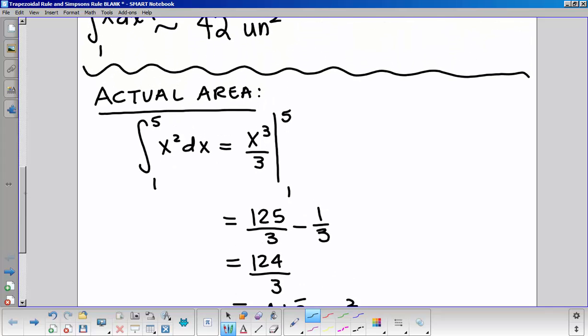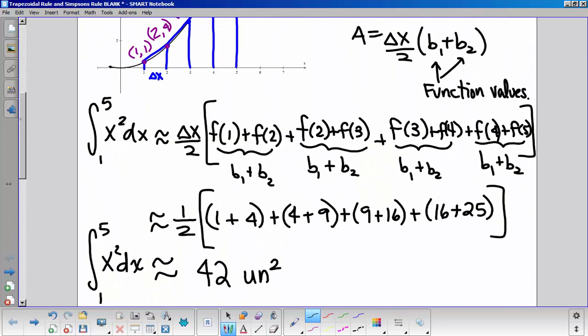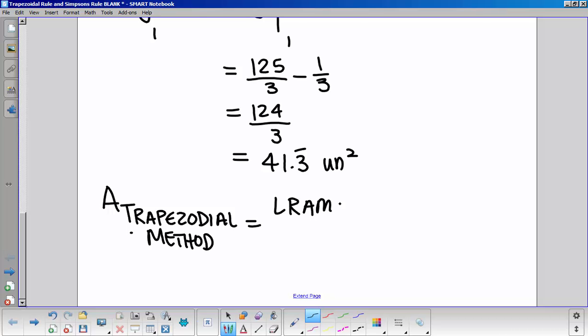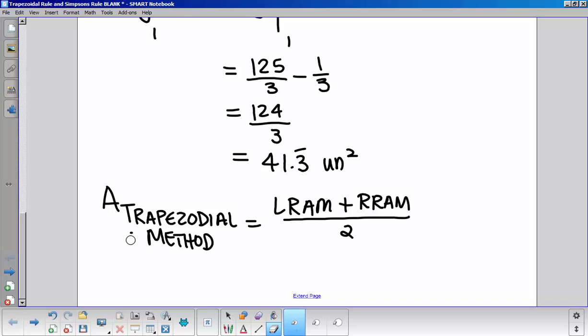And what's really good about this approximation, and it's better, is because we're getting the best of both worlds, because we're using the left and the right edge. And the trapezoidal approximation, so the area using the trapezoidal method, is equal to L ram plus R ram divided by 2. So it's the average of L and R, and it makes sense because you are using the L and the R in the trapezoidal method.